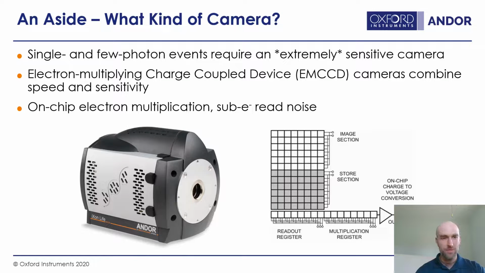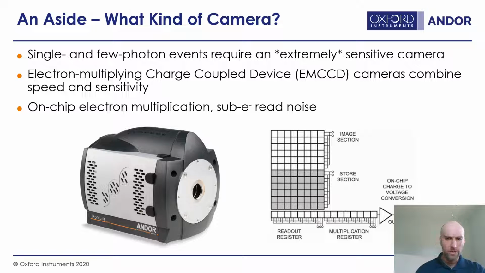And a single or few photon event, so keep in mind, you can see that in the previous spectrum, those spectra were very noisy. There's very, very little light coming through there. So to effectively capture every photon, we have an EMCCD, which combines speed and sensitivity. So not only are we measuring spectra that are super weak, we're also trying to measure them on a very, very fast time scale.